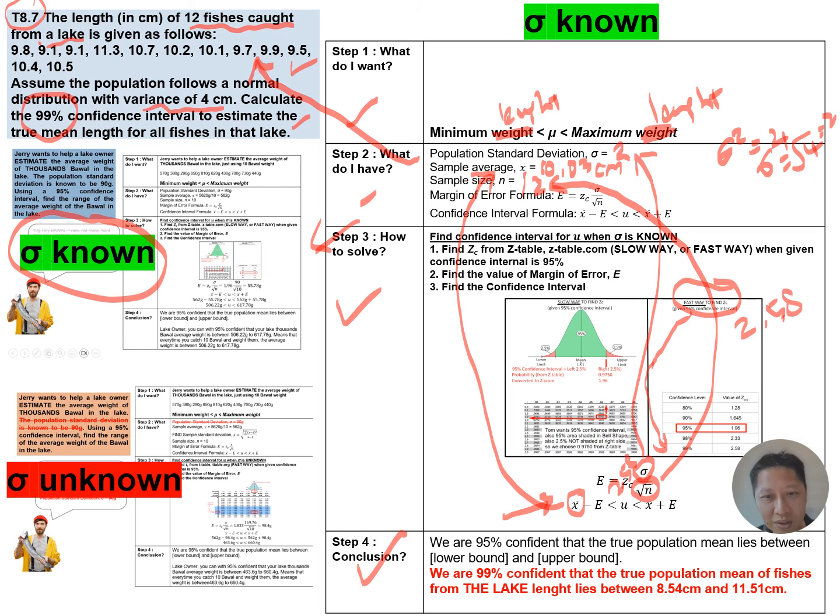We are 99% confident that the true population length of fish from the lake will lie between 8.54 and 11.5.